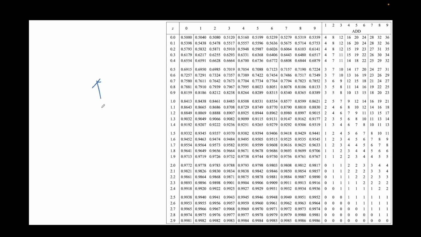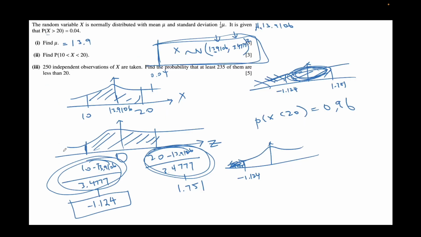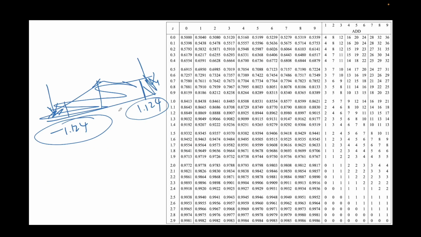If you were to find what we need over here, negative 1.124, we need to instead find the area to the right of positive 1.124. So we look up positive 1.124 to find the area to the left of that, and do 1 minus to find the area to the right, which gives us the same as the area to the left of negative 1.124, which is what we're trying to find over here, right? We're trying to find this area. So we look up 1.124 over here. Where is 1.124? 1.12.